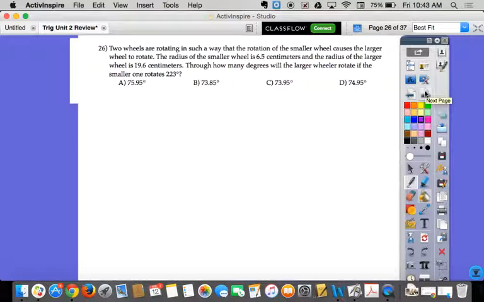So it takes a little bit more thought, a little bit longer, but it's not too bad. You do have two wheels. They're rotating in such a way that the rotation of the smaller wheel causes the larger wheel to rotate. Okay, so the radius of the smaller wheel is 6.5 centimeters, and the radius of the larger wheel is 19.6 centimeters.